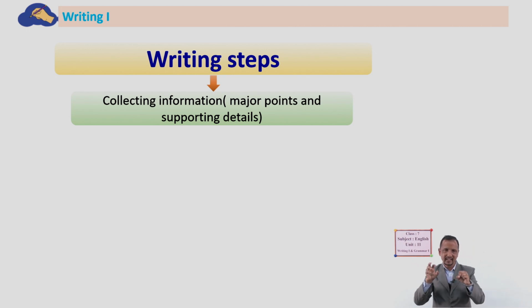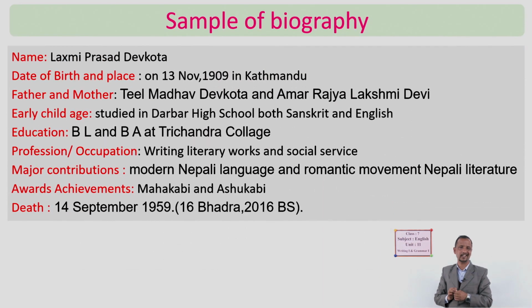How do we have to collect? Just earlier, we found out what the major points are. According to the major points, we have to write down. Let's see here. This is one of the examples, a sample of a biography, as well as a way to collect the information.